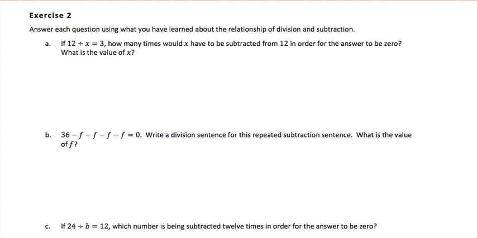Then in exercise 2, we're going to take that information and put it into words. If 12 divided by x equals 3, how many times would x have to be subtracted from 12 in order for the answer to be 0? And x would have to be subtracted from 12 3 times in order for the answer to be 0, which looks like this, and that would mean then that x is equal to 4.